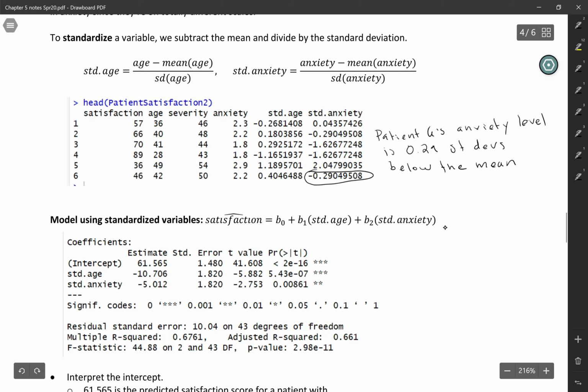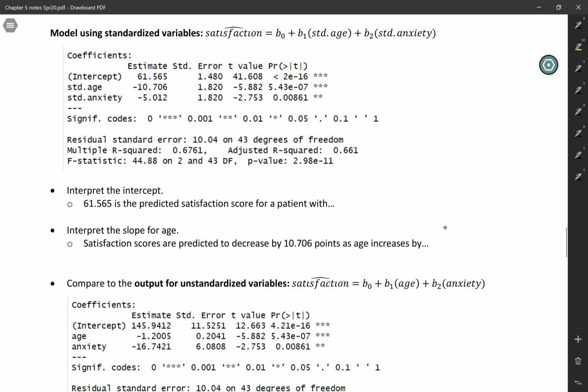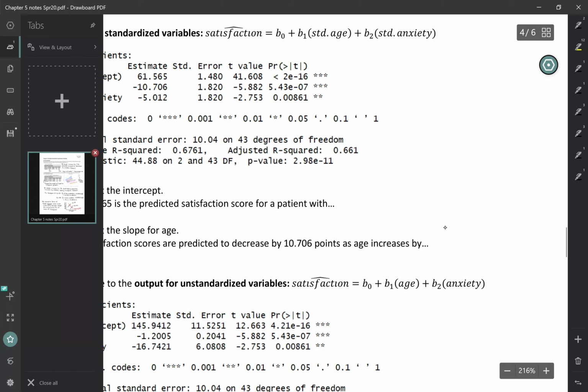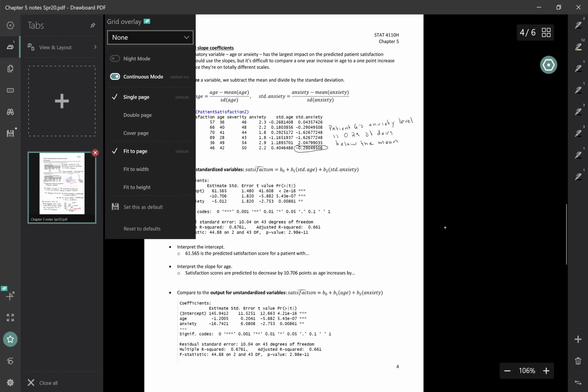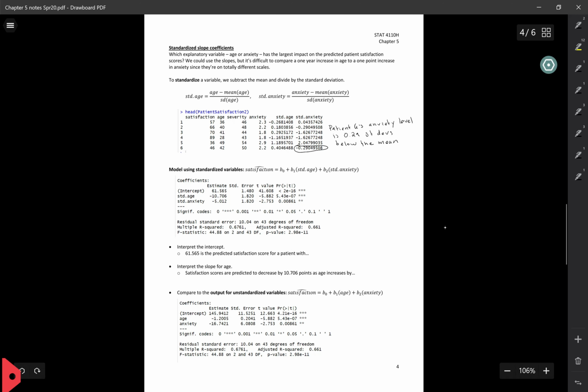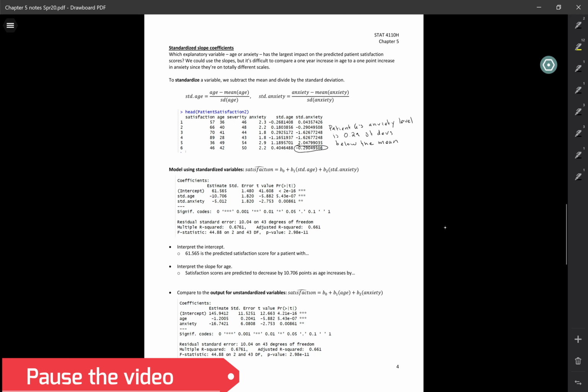So we're going to fit a linear model, but instead of using regular age and anxiety, we're going to use the new standardized versions of these variables. Okay, so take a second here, pause the video and see if you can interpret the intercept, interpret the slope for age, and also just take a look at the output for the standardized variable versus the unstandardized variables and see what you notice. It may be easier to look at the whole page, so I'll go ahead and do it this way. Okay, so pause the video and see if you can answer each of these questions.